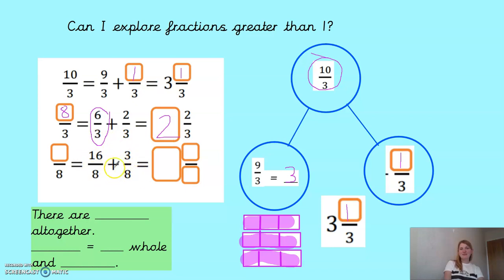Okay. And again, this one, if I've got 16 add 3 eighths, that's going to be 19 eighths in total. And then if I think about, so how many groups of 8, or how many whole bars of 8 can I make out of 16? That will be 2. And then I'll have the 3 eighths spare.